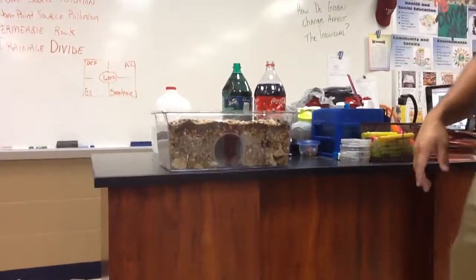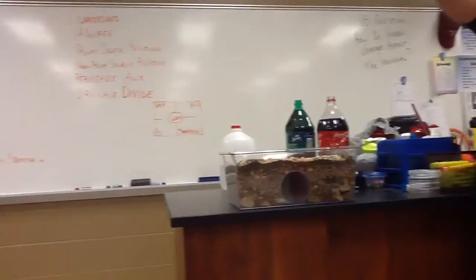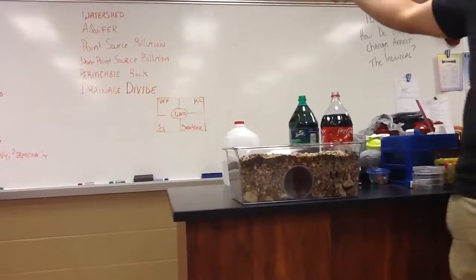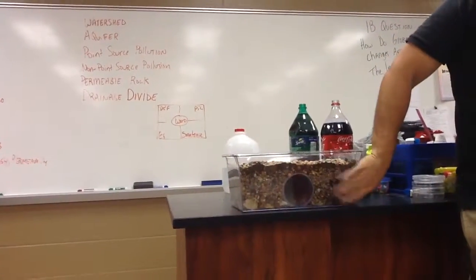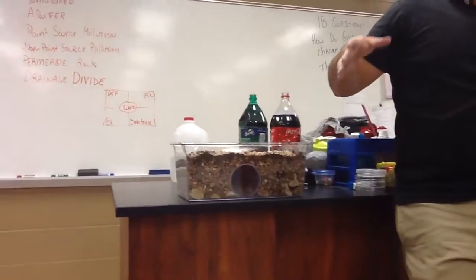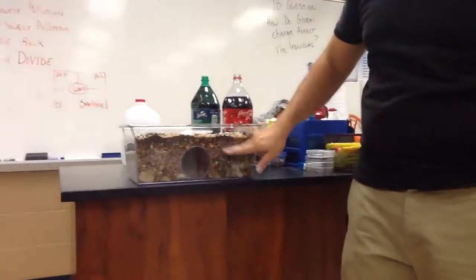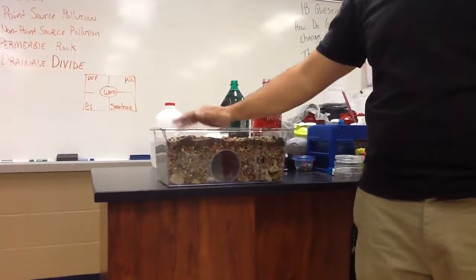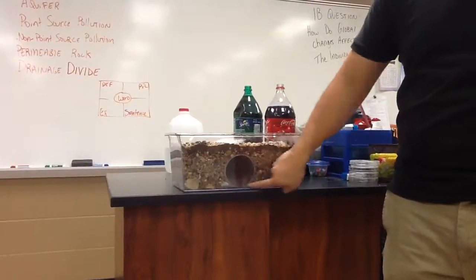Okay, so the words we've gone over today are watershed, aquifer, point source, non-point source, permeable rock, and drainage divide. This right here is a model of a couple of these words put together. Watershed, you're going to see build up as the water permeates through the external layer going down. An aquifer is going to be this circle right here.